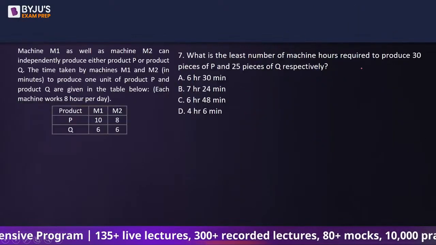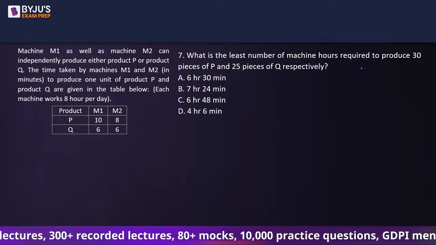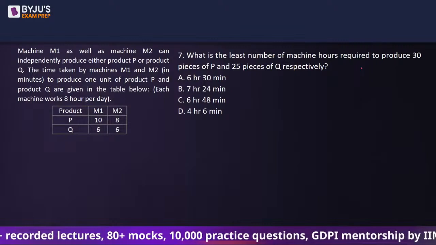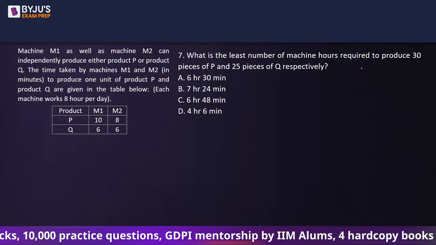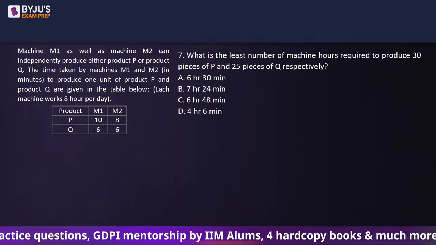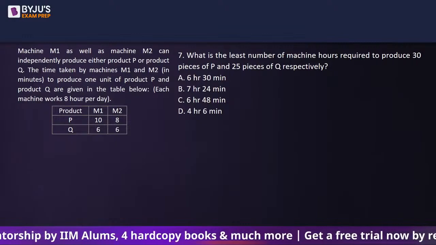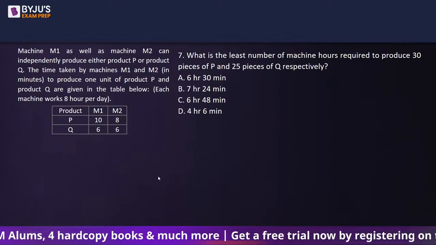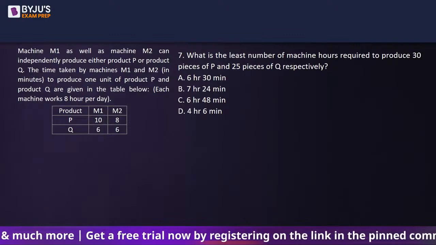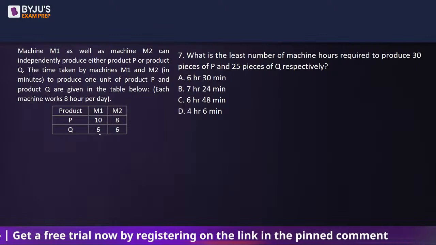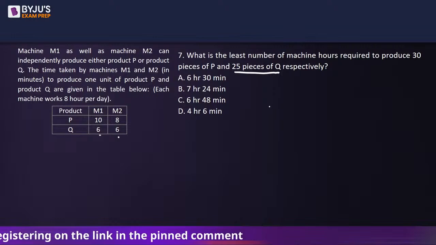So 119. Next, what is the least number of machine hours required to produce 30 pieces of P and 25 pieces of Q respectively? Minimum number of machine hours. Well, it doesn't matter who produces Q, because both the machines take an equal number of minutes, right? So we are not going to face any difficulty in Q.